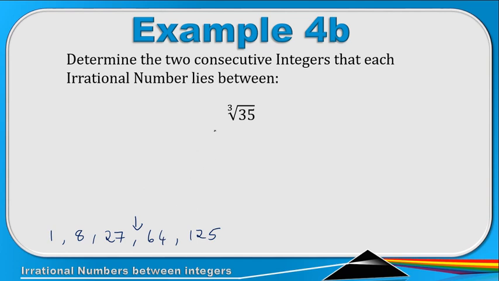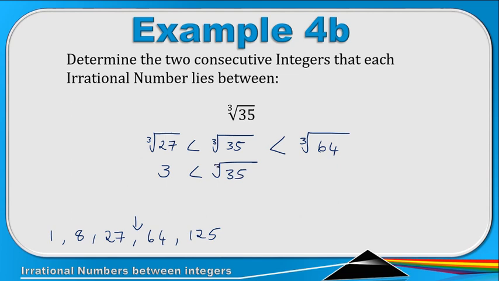27 and 64. So I'm going to say, okay, the cube root of 27 is less than the cube root of 35 is less than the cube root of 64. And then I'm just going to simplify this. What is the cube root of 27? That is 3. And I'm just going to write this the same. And then that is 4. So the cube root of 35 lies between 3 and 4.